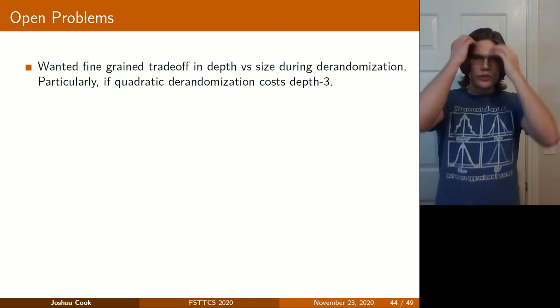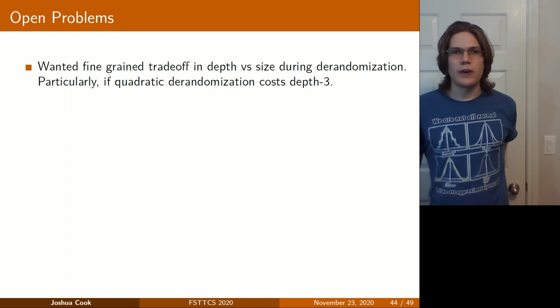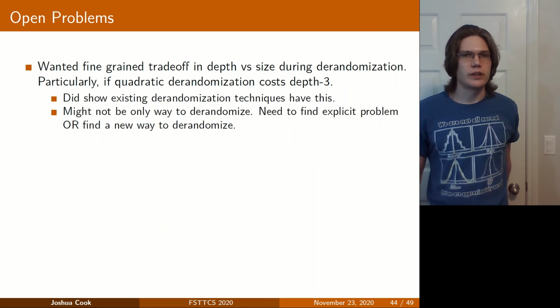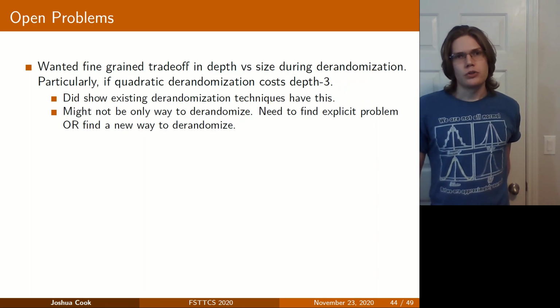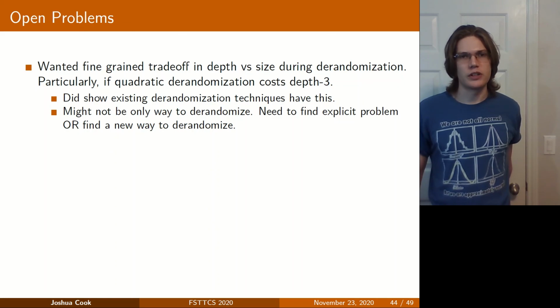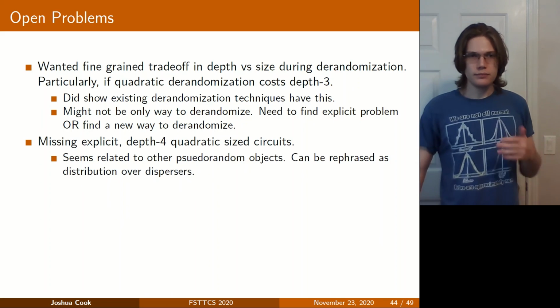Okay, so there are still some open problems. We wanted to prove some fine-grained trade-off in depth versus size during derandomization, particularly whether quadratic derandomization costs depth 3. We did show that existing derandomization techniques will require depth 3 to get quadratic derandomization, but that might not be the only way to derandomize.